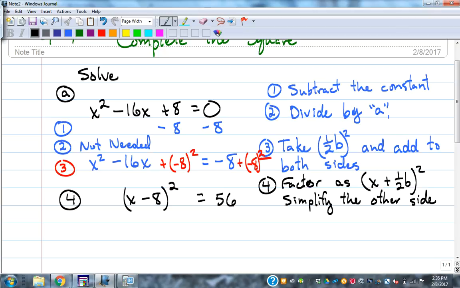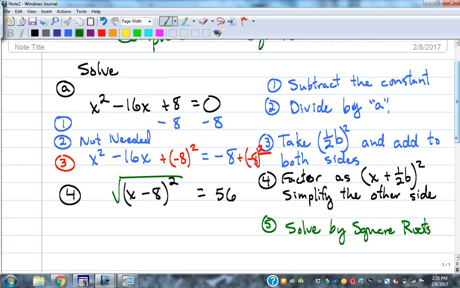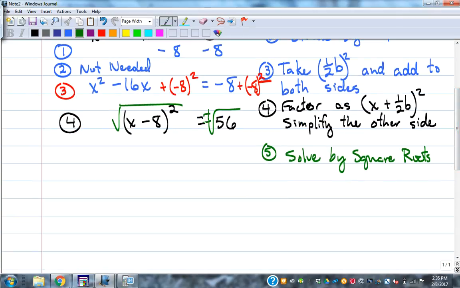Now look at this problem. It looks like what we did the last couple of days, right? We can take the square root and get the x's by themselves. So step 5, solve by square roots. Okay, plus or minus on that side. So we end up with x minus 8 is equal to plus or minus, and that's not a negative number over there. It's positive 56, so it's not going to have an i, but it is solvable. So 56 breaks down to what? 2 square root of 14.